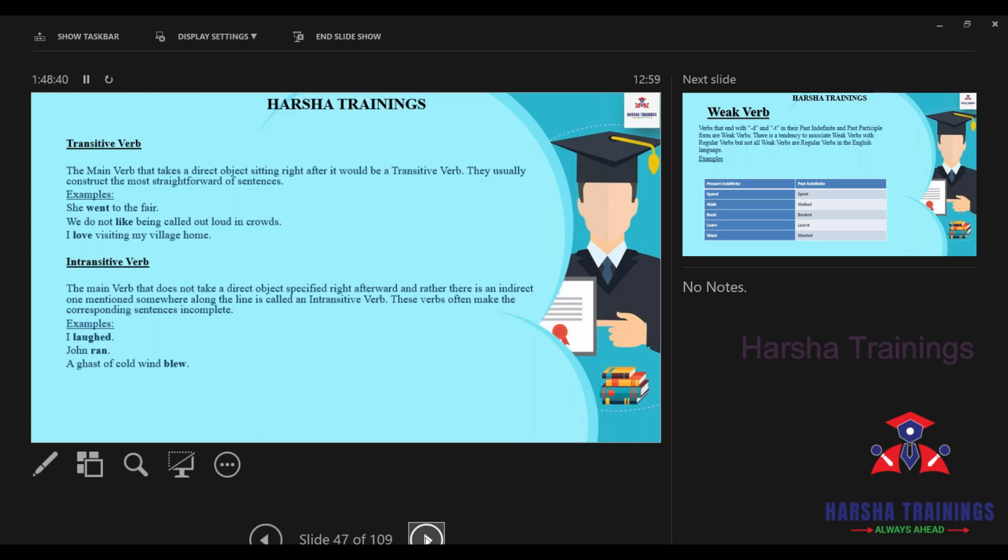We don't like being called out in crowds. I love visiting my village home. See here, love refers to the village home, right? So here what is happening? The main verb takes the object after it directly. In I love visiting my village home, where is love directly directing to? The love for the village home, right? So love becomes a transitive verb.